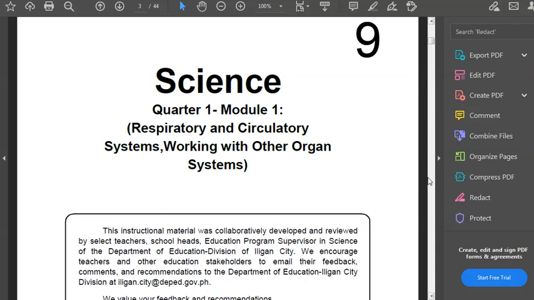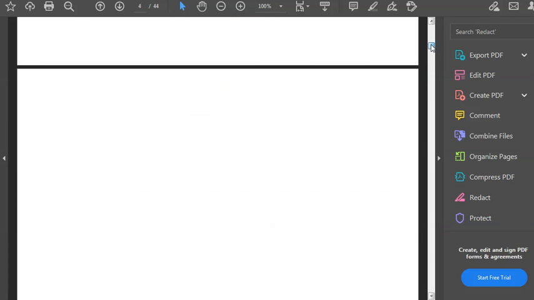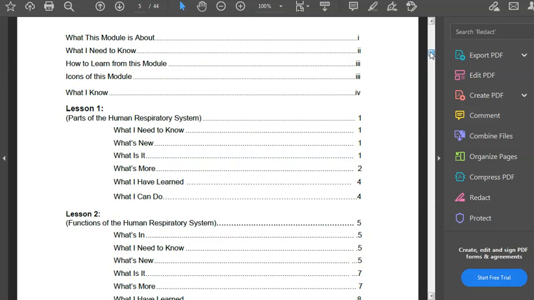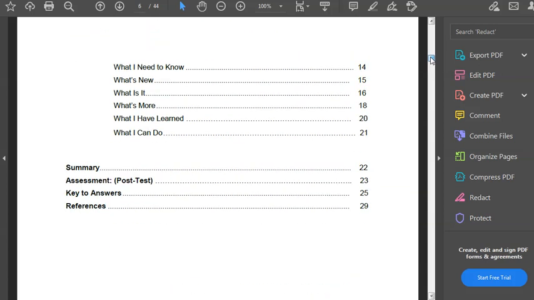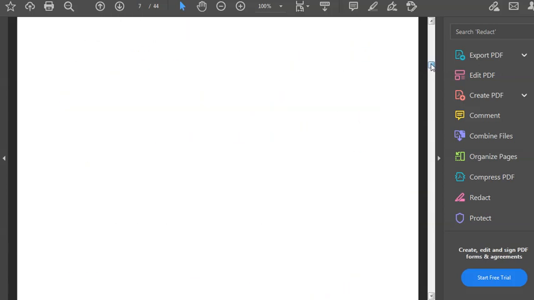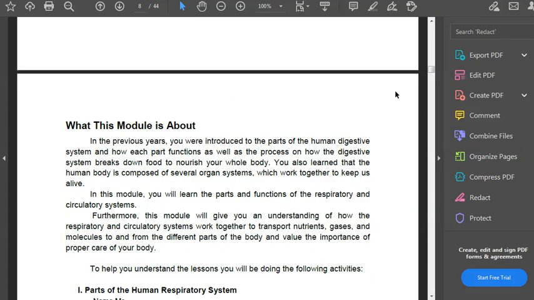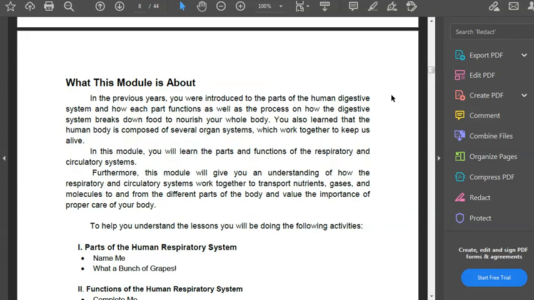So this morning we'll begin. Get your Module 1, and here we shall begin first. On your learning task, you are supposed to read the following pages. The first page that you will read would be this. What is this module all about?